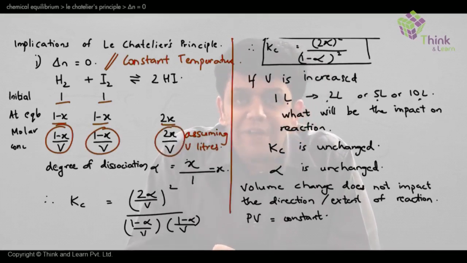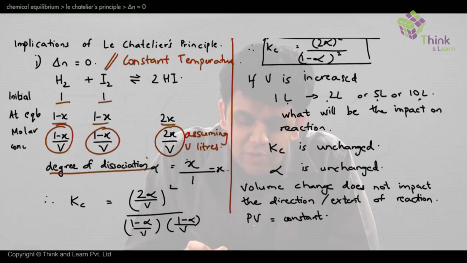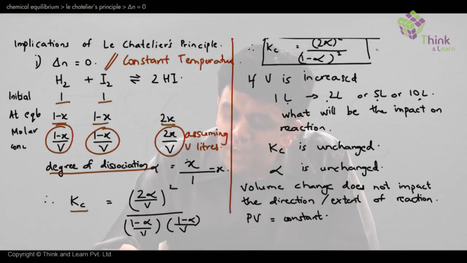Now we have already defined degree of dissociation alpha to be the amount of substance dissociated divided by the original amount of substance. So in this case, that is equal to x by 1 in case of hydrogen. So hence, I will be using alpha in place of x. Now Kc at equilibrium is equal to 2 alpha by V the whole square divided by 1 minus alpha by V into 1 minus alpha by V. So hence, in the Kc equation, there is no volume.